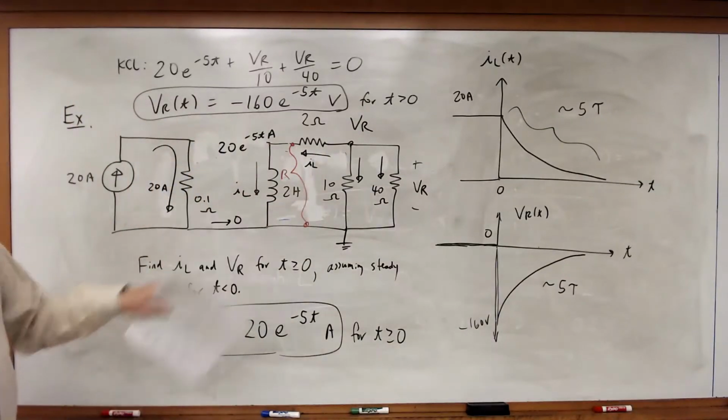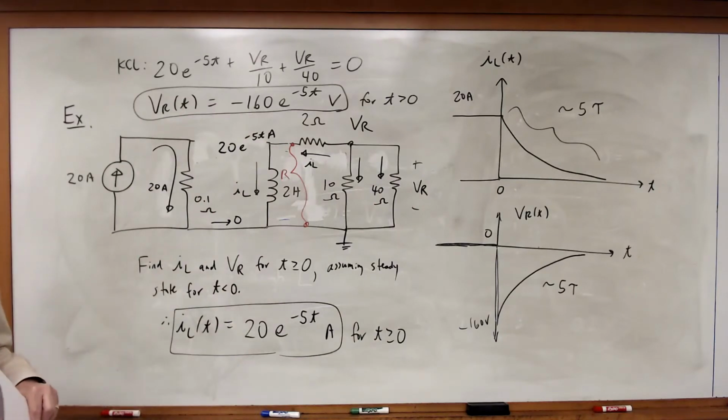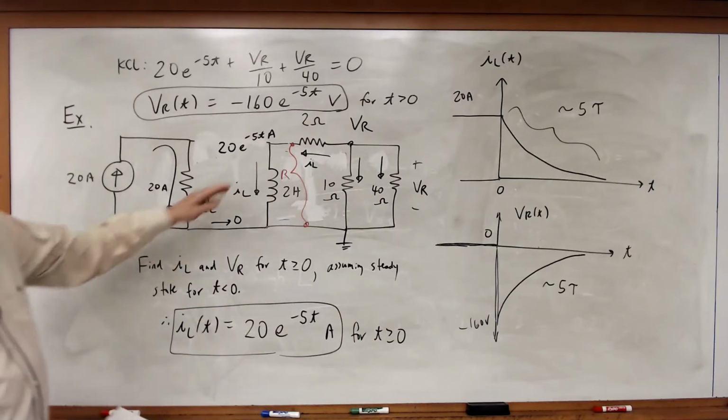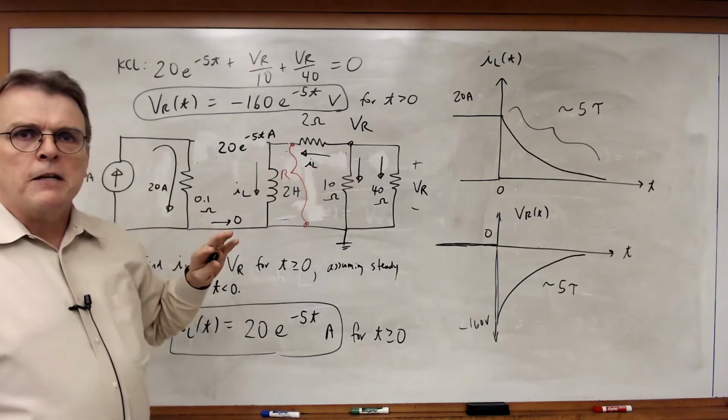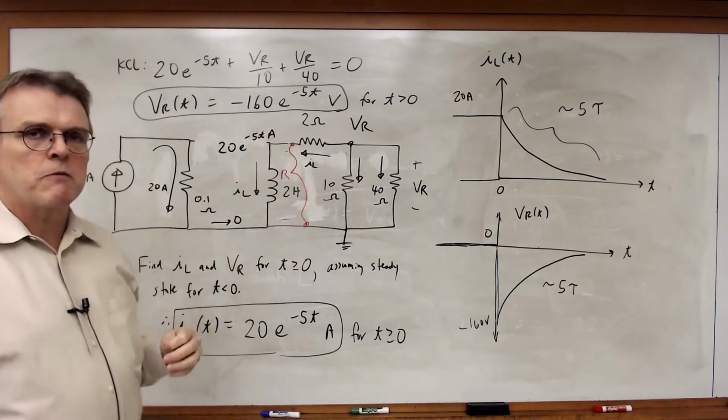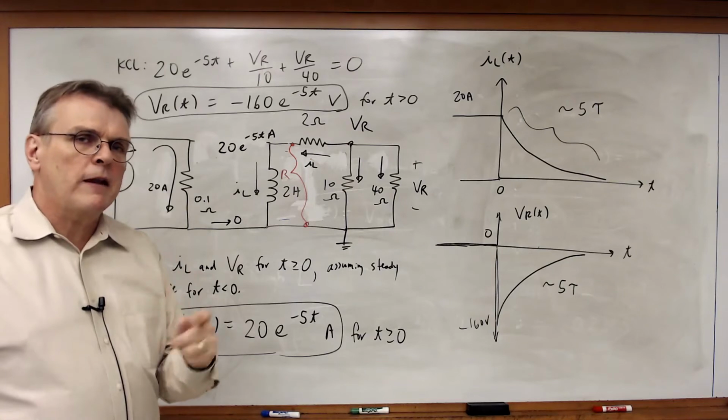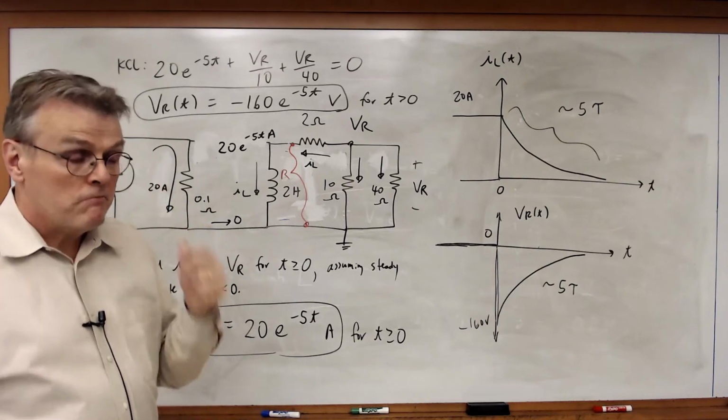Let's look at another example here, and now let's do something a bit different. So far, all of our time constants have been easy to calculate because they've just been networks of resistors. But what if you had an example that had a dependent source? Let's look at that.